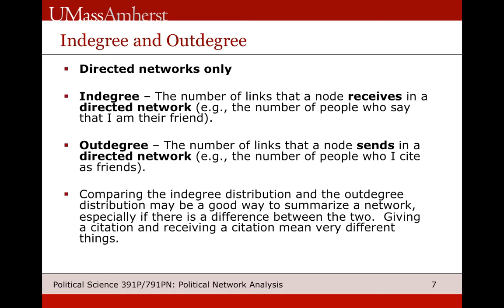Comparing the in degree and out degree distribution may be a good way to think about networks and what types of status dynamics are in play, particularly when there's a big difference between in degree and out degree distribution. Giving a citation, for example, and receiving a citation mean very different things.